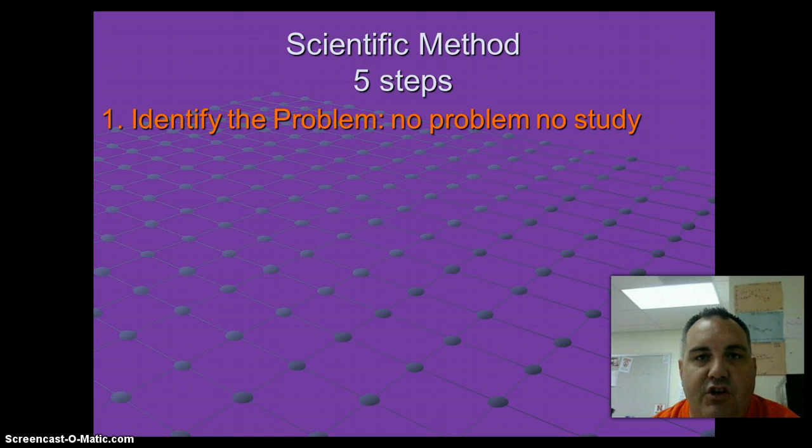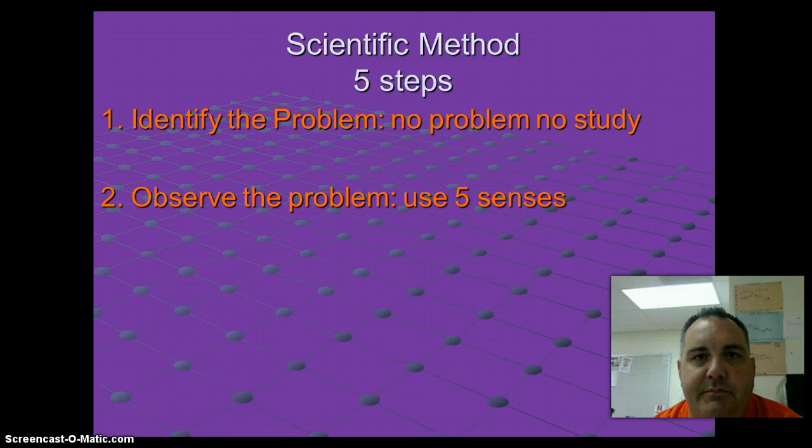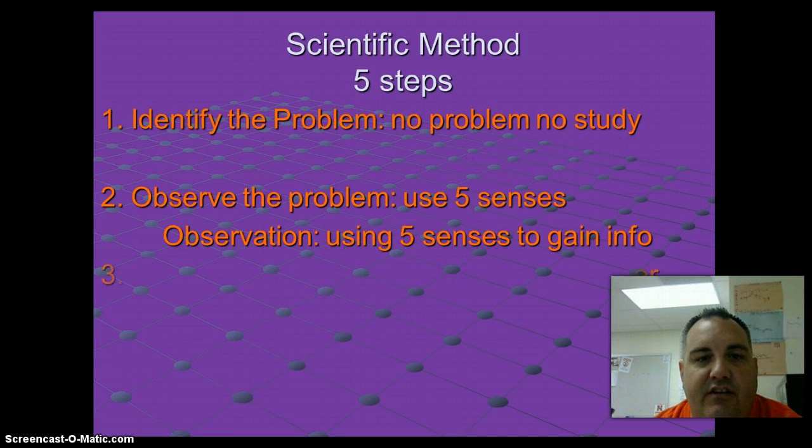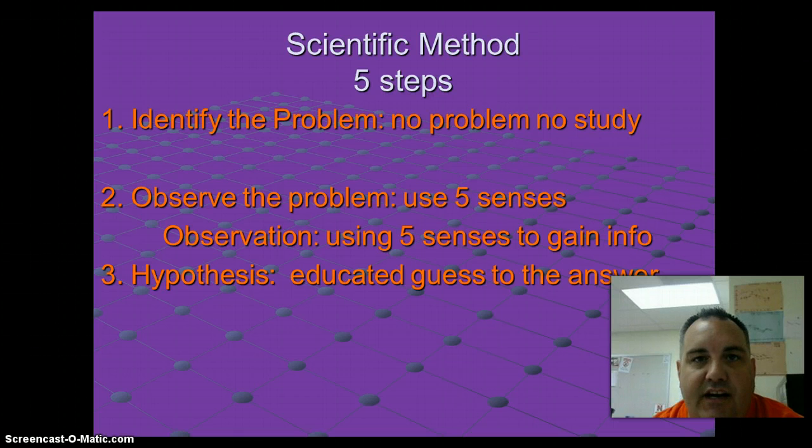Once you've done that, once you know there's a problem, you need to make observations of what's going on using your 5 senses. Taste, touch, smell, hear, that kind of thing. Now in chemistry, we're not going to taste things very often, so just keep that in mind. But anyway, as you're looking at the experiment, as you're looking at whatever we're doing, you're going to make observations of what you see happening, and try to start thinking about what's causing this. Once you have a little bit of that data, then you're ready to go ahead and create a hypothesis.